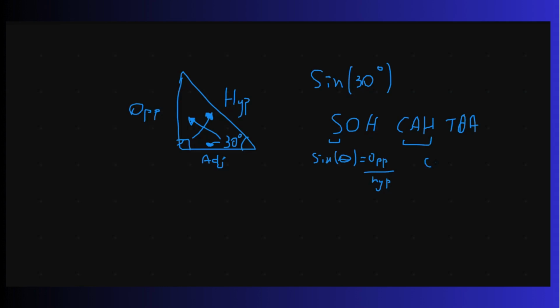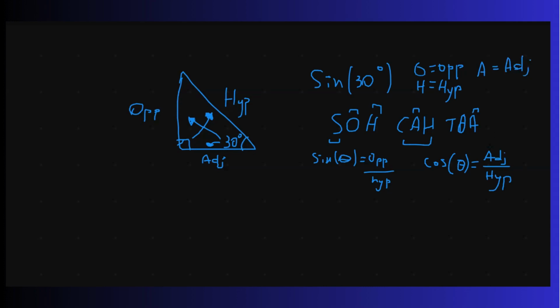This would mean cosine of theta would be equal to the adjacent over the hypotenuse. Now, to make this easier, O would be the opposite, H would be the hypotenuse, and the A would be equal to the adjacent.